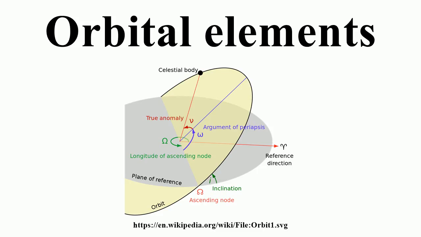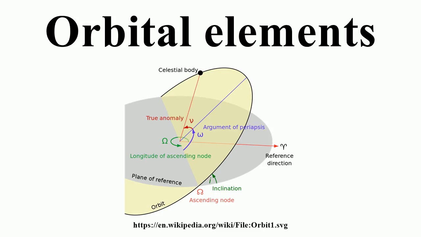The mean anomaly is a mathematically convenient angle, which varies linearly with time, but which does not correspond to a real geometric angle. It can be converted into the true anomaly, which does represent the real geometric angle in the plane of the ellipse, between periapsis and the position of the orbiting object at any given time. Thus, the true anomaly is shown as the red angle in the diagram, and the mean anomaly is not shown.